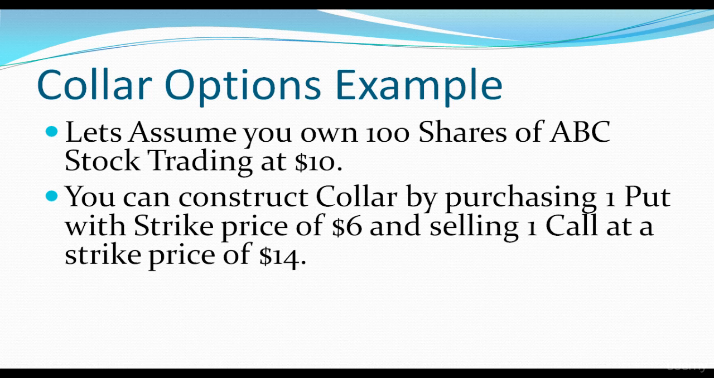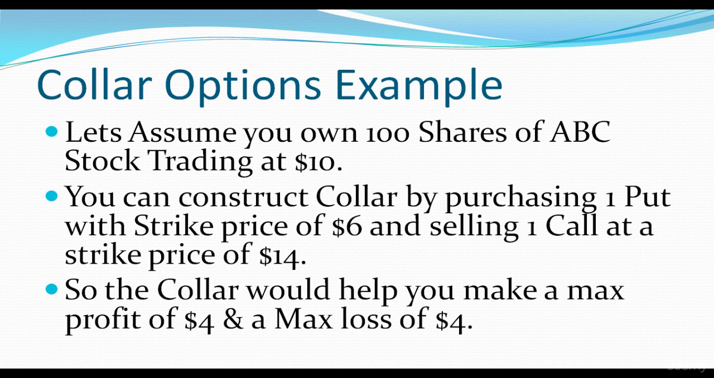You can put in 10 contracts. So basically, you can amplify it if you want to. However, in this example, we'll discuss one put and one call. That is one collar. However, you can amplify it and then your profits will be amplified. But if you own 100 shares, then you only need one collar. So the collar would help you make a max profit of $4 and a max loss of $4.